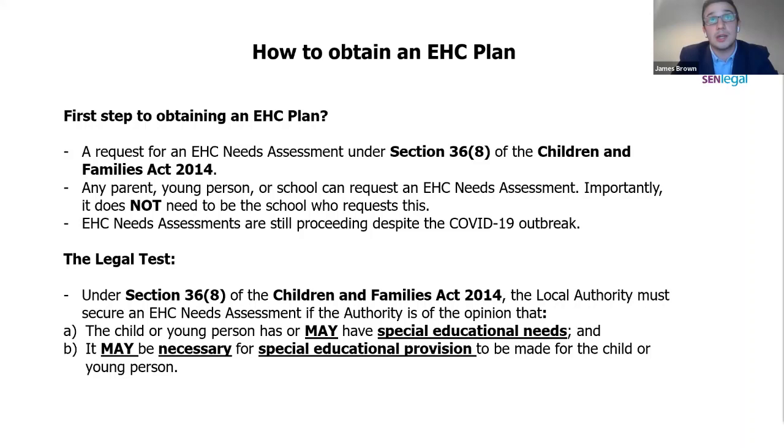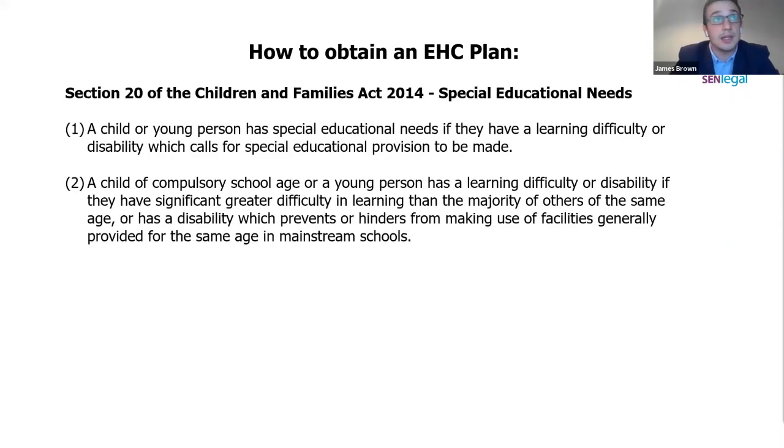So looking at special educational needs, that is defined in section 20 of the Children and Families Act, which states a child or young person has special educational needs if they have a learning difficulty or disability which calls for special educational provision to be made. Now, that's usually quite clear cut at that point, but often it can be slightly confusing to parents. And there's also subsection 2, which says a child of compulsory school age or a young person has a learning difficulty or disability if they have significantly greater difficulty in learning than the majority of others of the same age, or have a disability which prevents or hinders them from making use of facilities generally provided for others of the same age in mainstream schools.